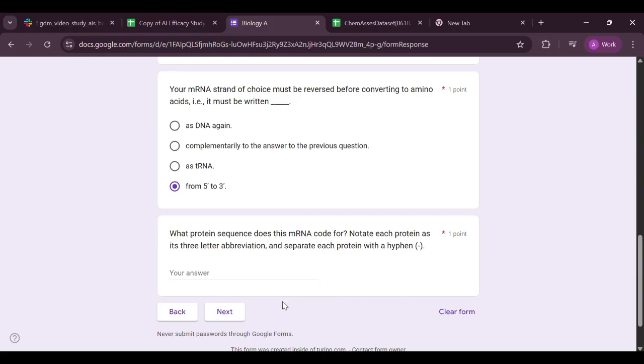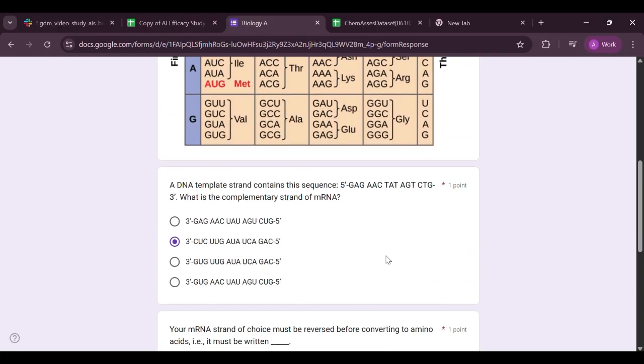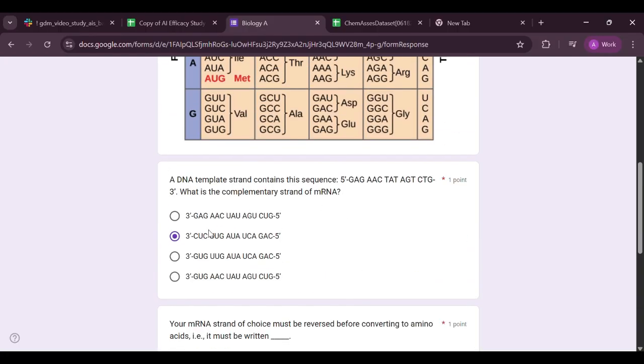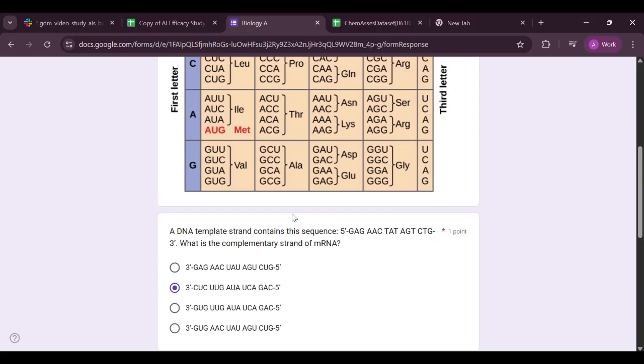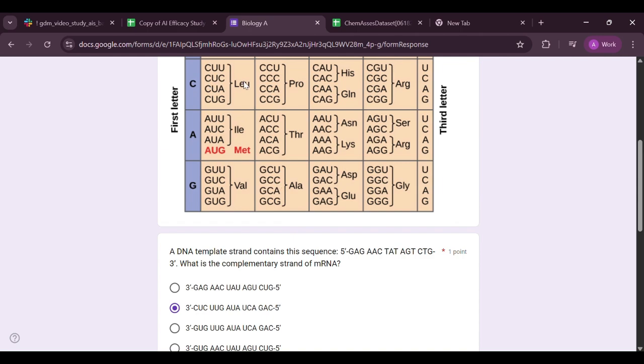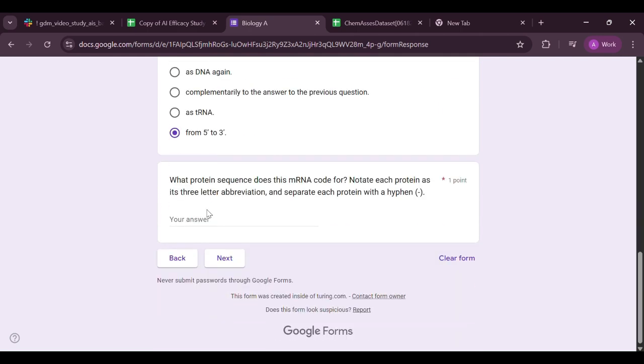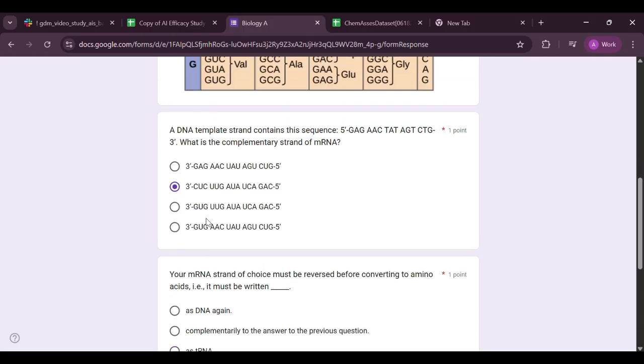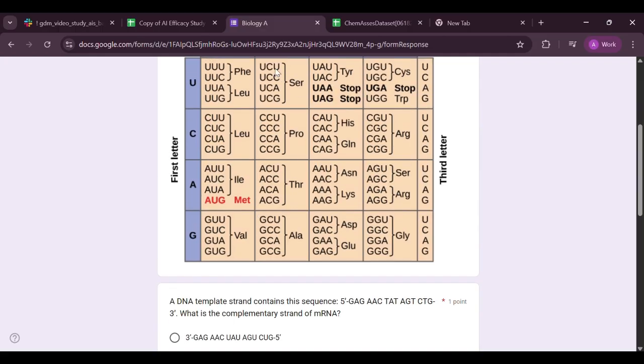So here it is: what protein sequence does this mRNA code for? Notate each amino acid with its three-letter abbreviation and separate each with a hyphen. Here we can see the complementary mRNA strand starts with CUC. Let's check where it is. It is Leu. Let's type Leu. Further, it is UUG. Let's see where UUG is. UUG is again Leu.